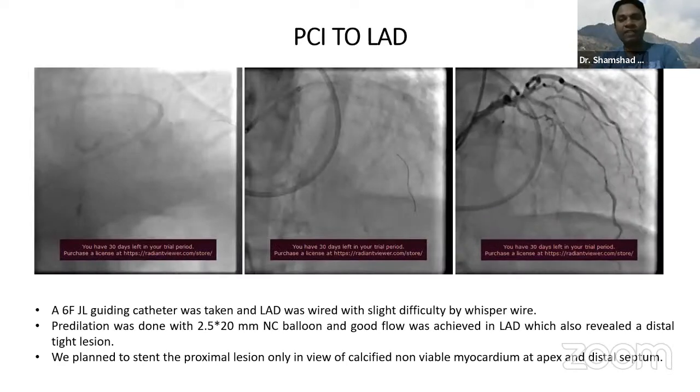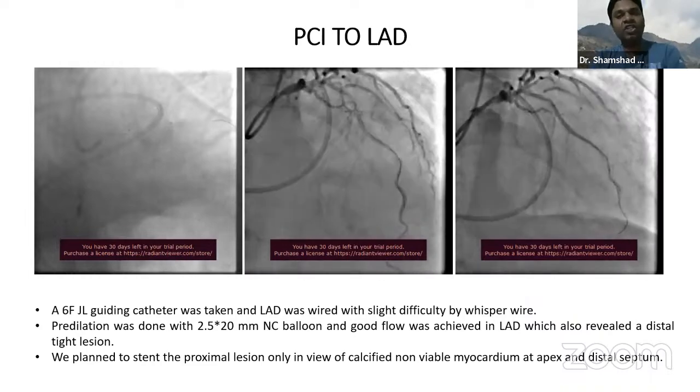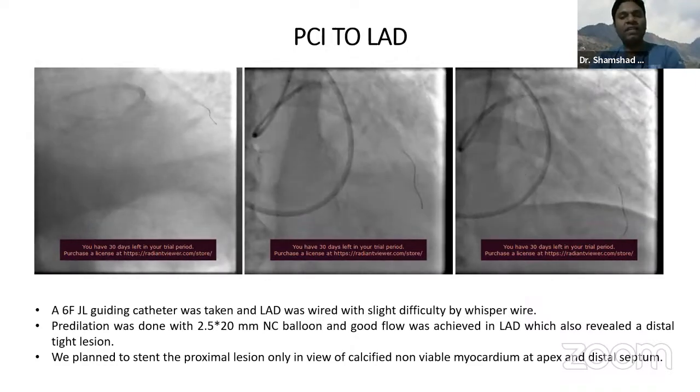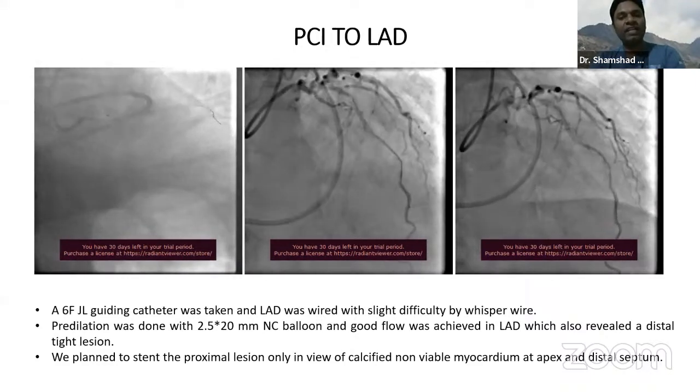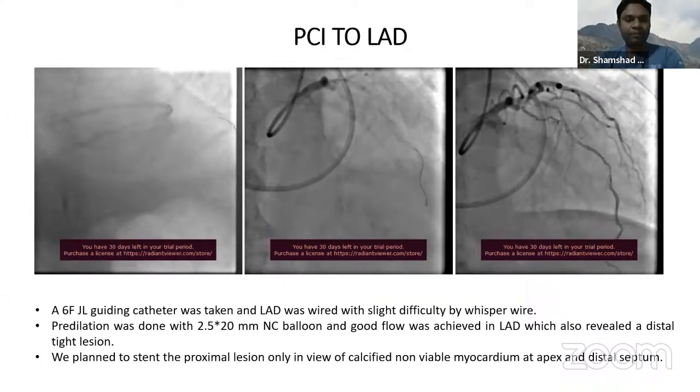Immediately PTCA to LAD was done, and it was explained to the family that this is a short procedure, we will do it quickly, but if his mitral regurgitation does not improve, then he might have to go for surgery or a percutaneous mitral valve repair.